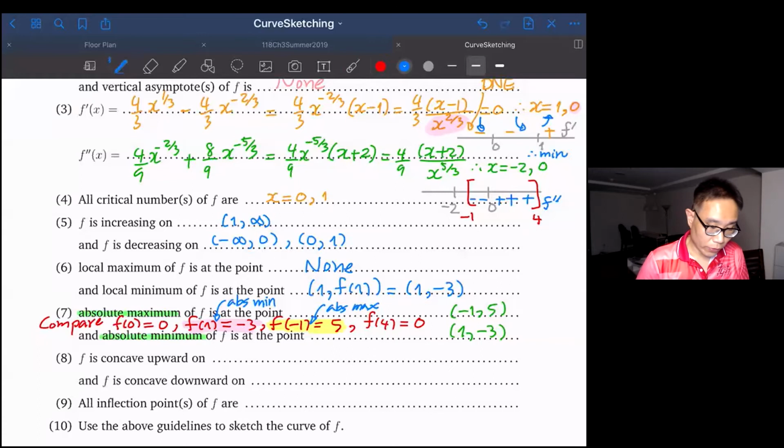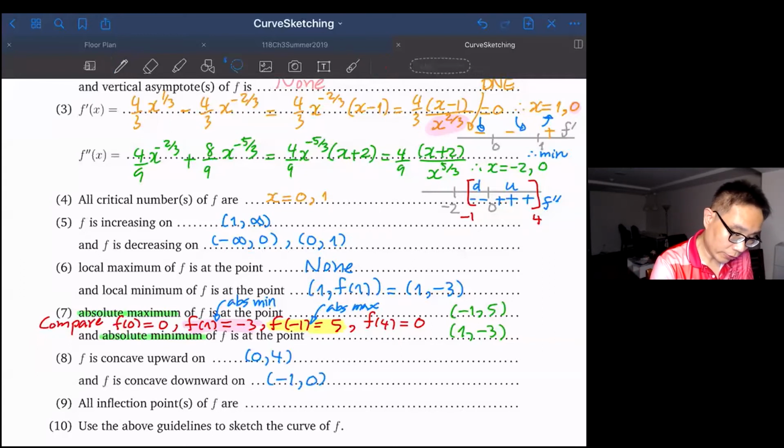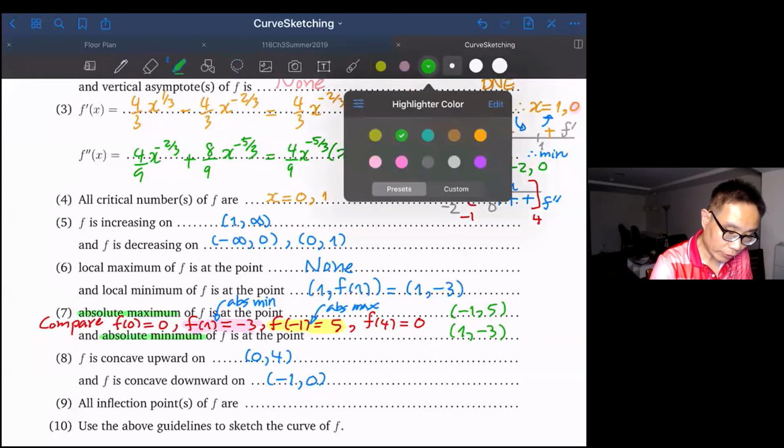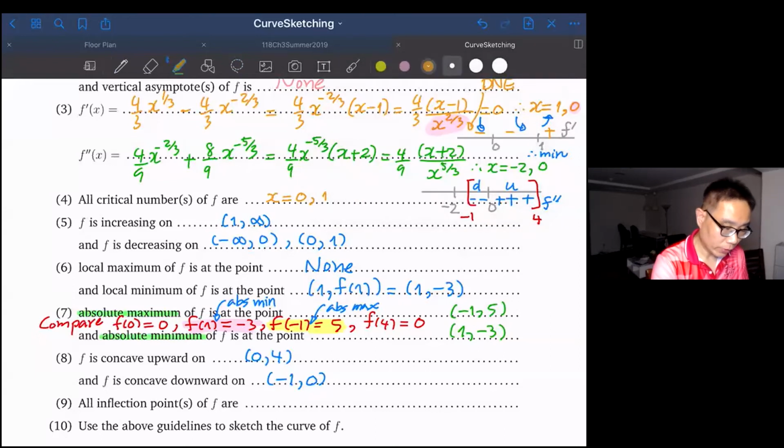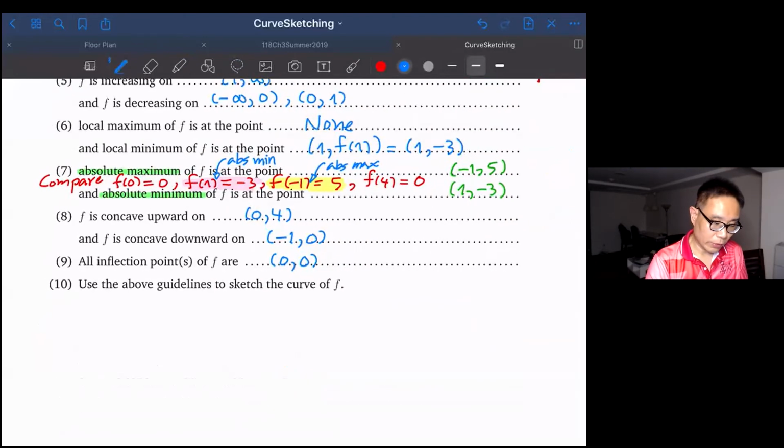Okay, so you see that it's going to be concave up from 0 to 4, and it's going to be concave down from -1 to 0. It's changing from concave down to concave up, so you have one inflection point, which is (0, 0). Okay, so we have this one.